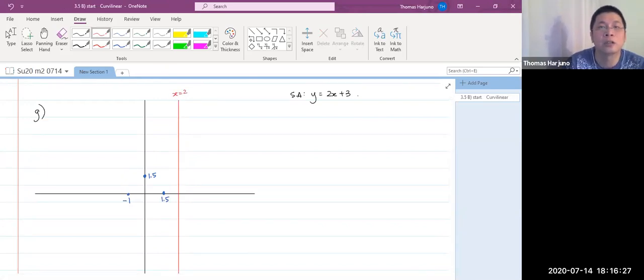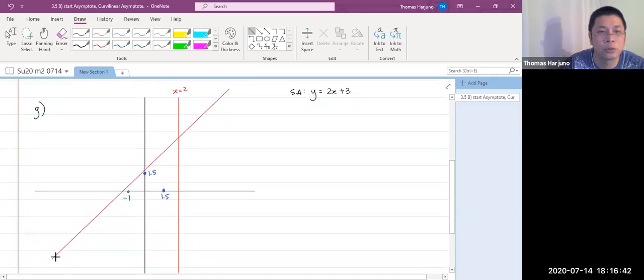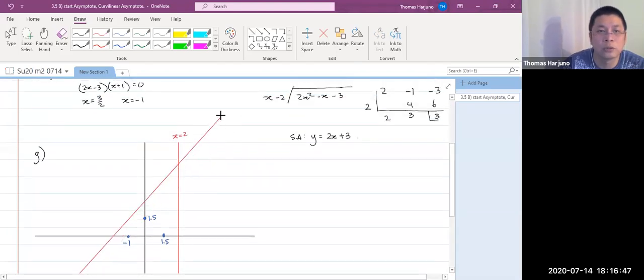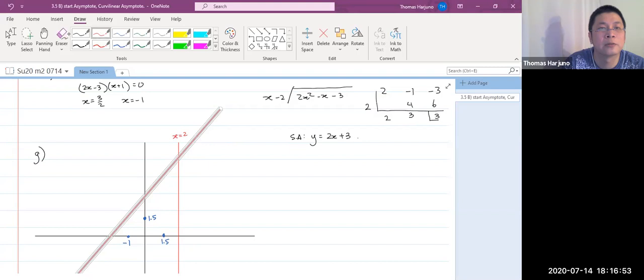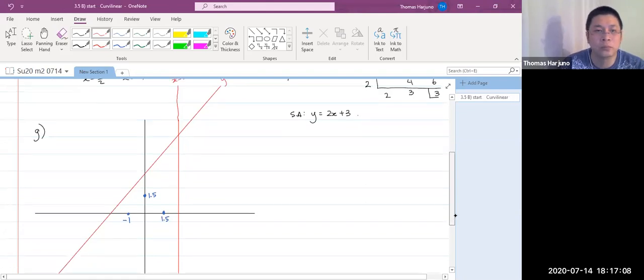And then the slant asymptote will be y equals 2x plus 3. So say it's like this. But the slope is 2. I don't like this. The slope should be 2, so approximately like this. Okay, let me extend it further here. So this is x equals 2 here. This is y equals 2x plus 3.